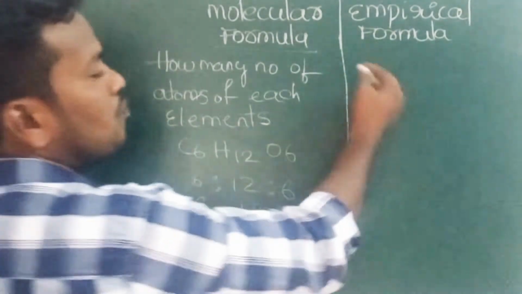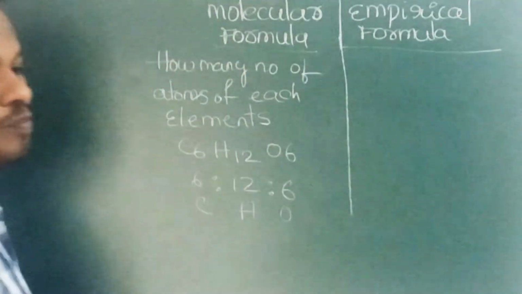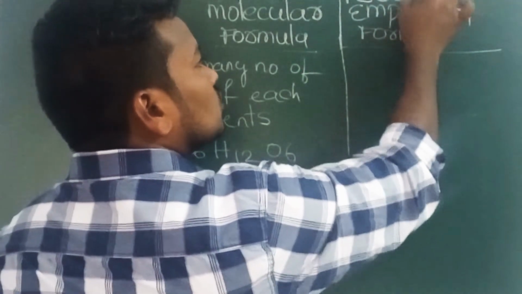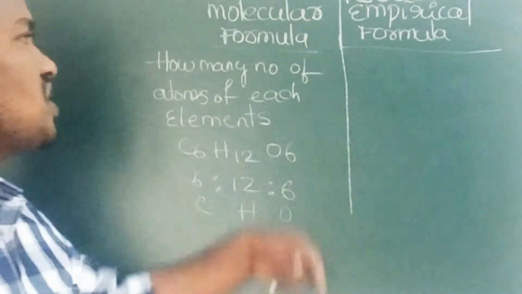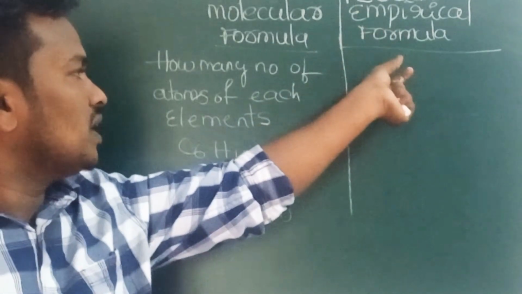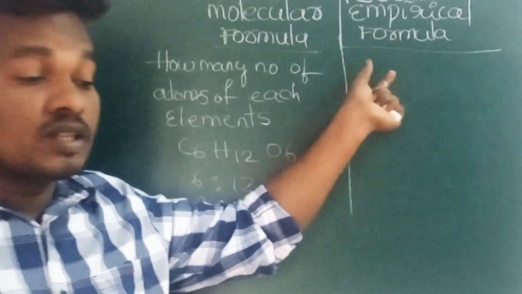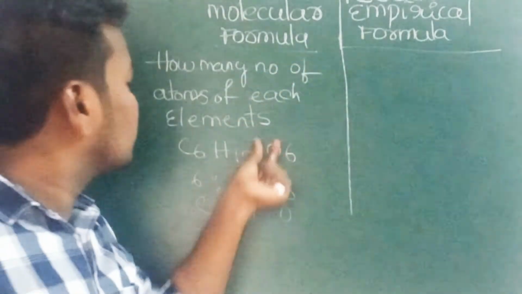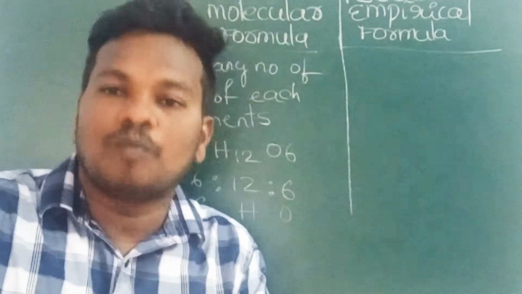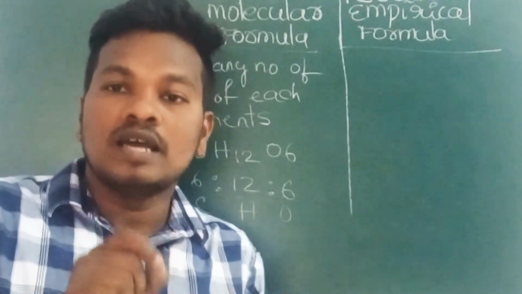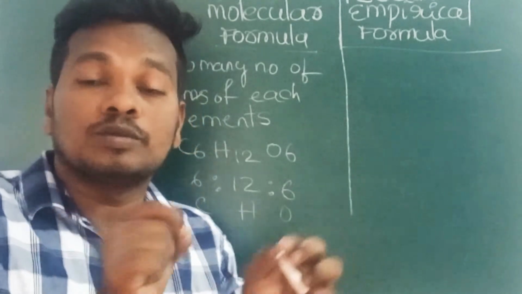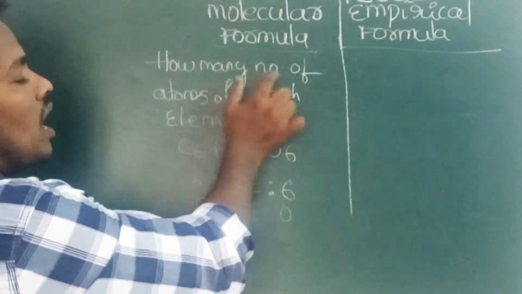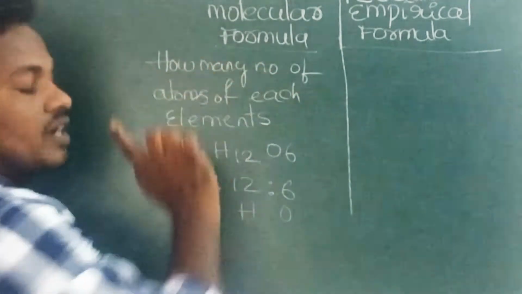If you see the empirical formula, this is also called a pseudo formula. This means it will give the simplest or reduced number, the reduced ratio of the atoms in a compound. The simplest or reduced ratio of atoms of each element in a compound. It is a simple thing only, but here we have to add simplest or reduced number.